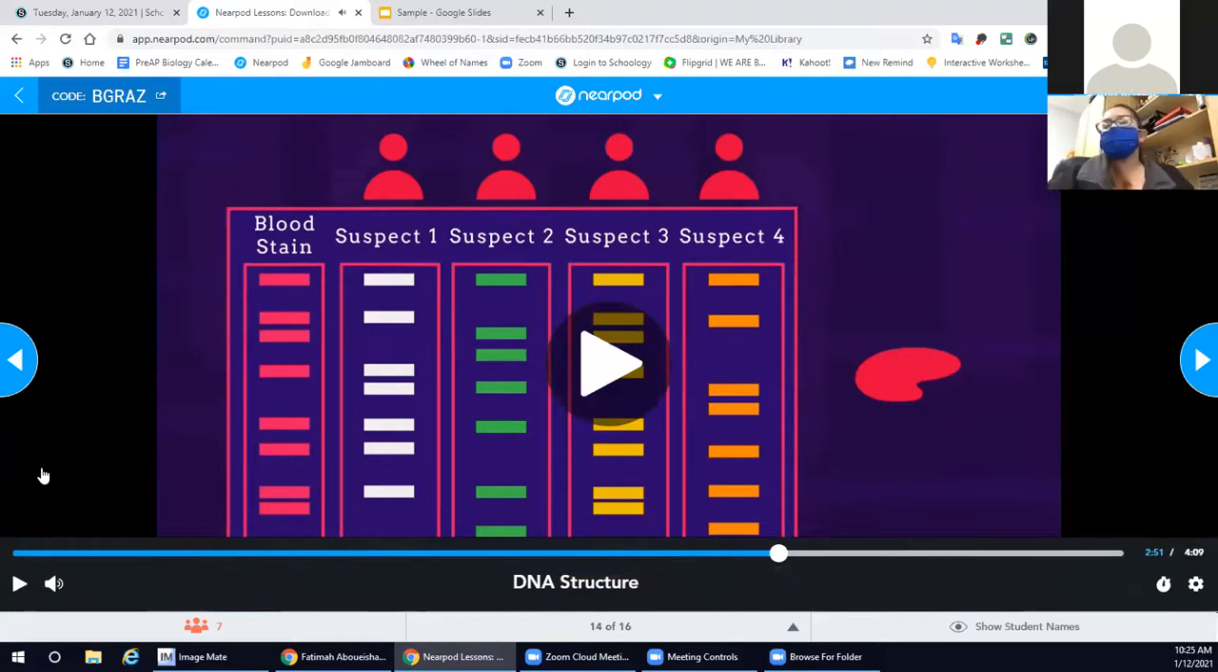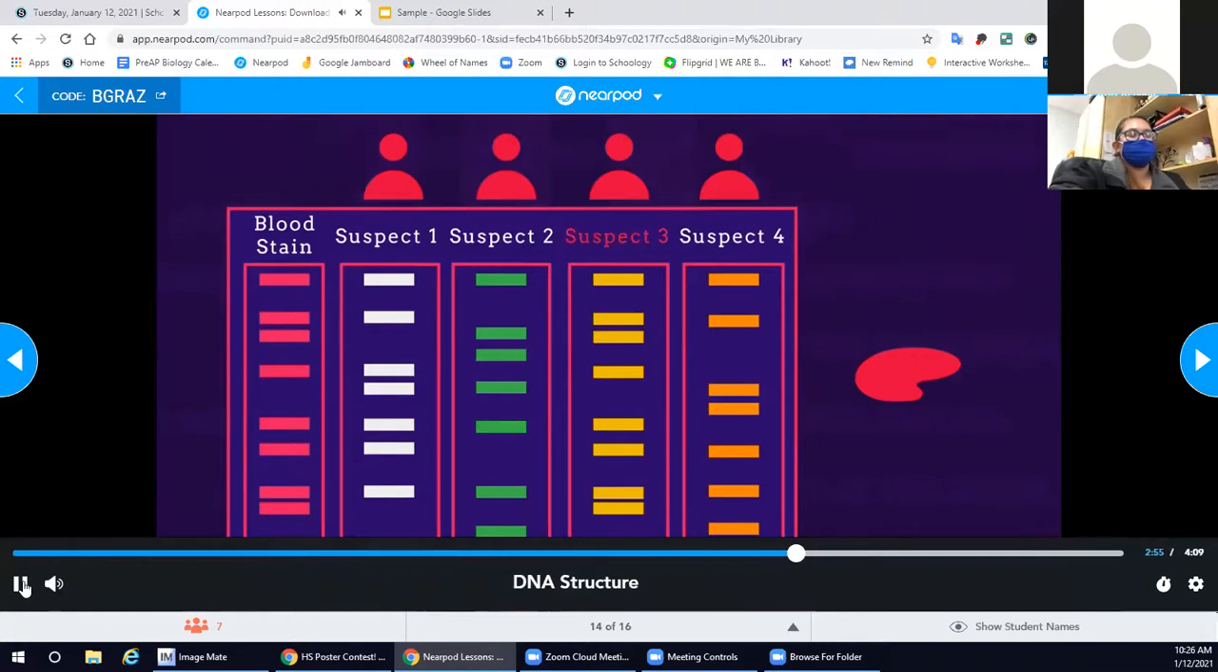All right, so take a look at the blood samples. Sorry, there's a giant play button in the middle. But take a look at it and take a guess at which one is the criminal. Do you have a guess in your head? All right, so I think they explained it in the video.